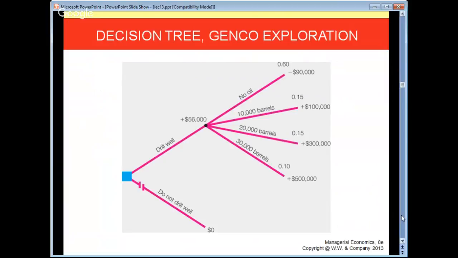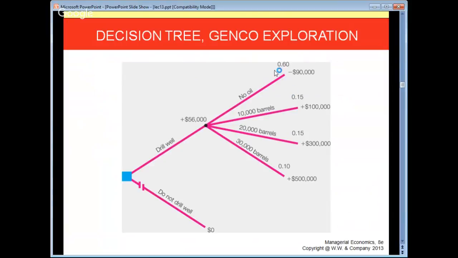In this case, if they don't drill the well, their profits are $0. If they drill the well, there's a 60% chance that there's not going to be any oil, and they have to eat the cost of drilling the well, which is $90,000. There's a 15% chance that there will be oil, but it won't be that much oil. We have 56,000 guaranteed profit just by choosing to drill. That 56,000 is the expected profit, taking into account all the outcomes. Yeah.